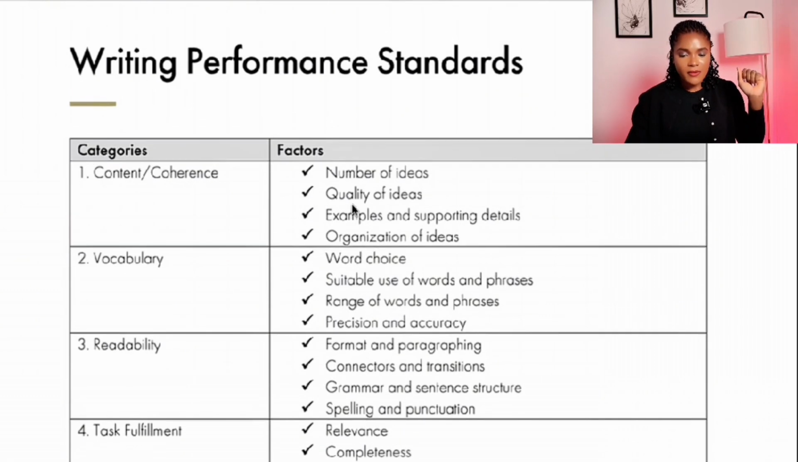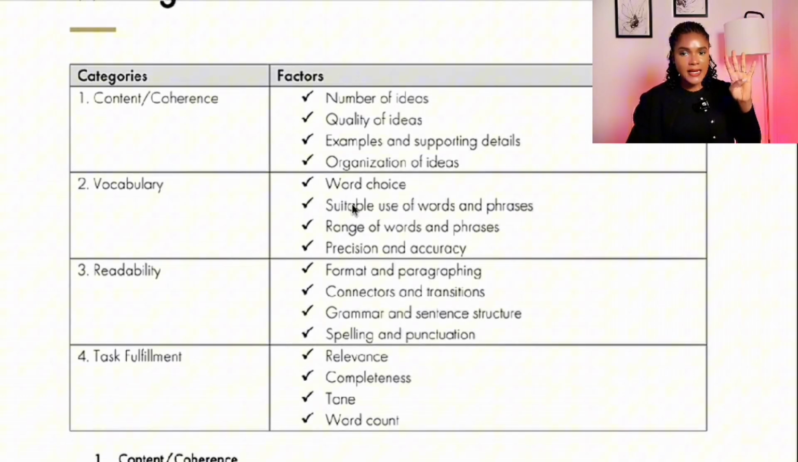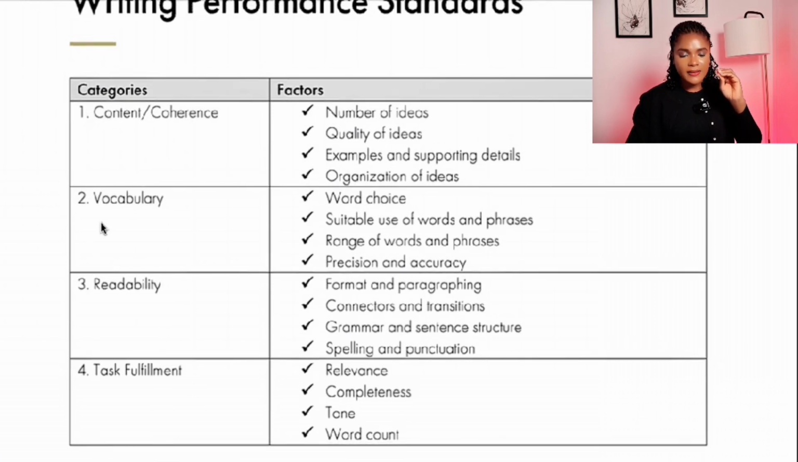Now, this writing performance standard is divided into 4 categories, and we're going to break them down in this video. The 4 categories are content and coherence, vocabulary, readability, and task fulfillment. Each of these categories is divided into 4 factors. That makes it a total of 16. It might sound like a lot, but trust me, it's not. They're as easy as can be. Once you've understood the marking criteria standard, you will remember them as easily as possible. It's not that difficult and it's not complicated.